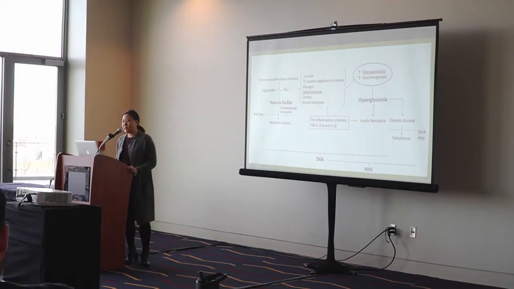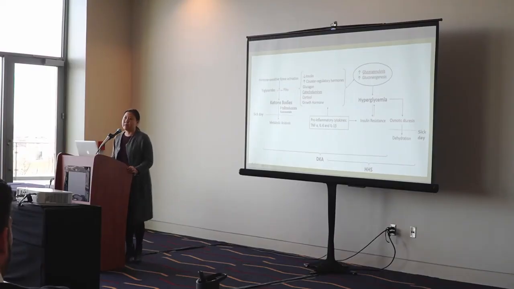The other arm happens when, instead of being able to use glucose to bring into the cell to make energy, because you don't have enough insulin on board, you start breaking down triglycerides to free fatty acids, and as a byproduct of that, you develop ketone bodies. That's the other arm of developing problems with DKA. So in our sick day management, we're going to address both of those arms.